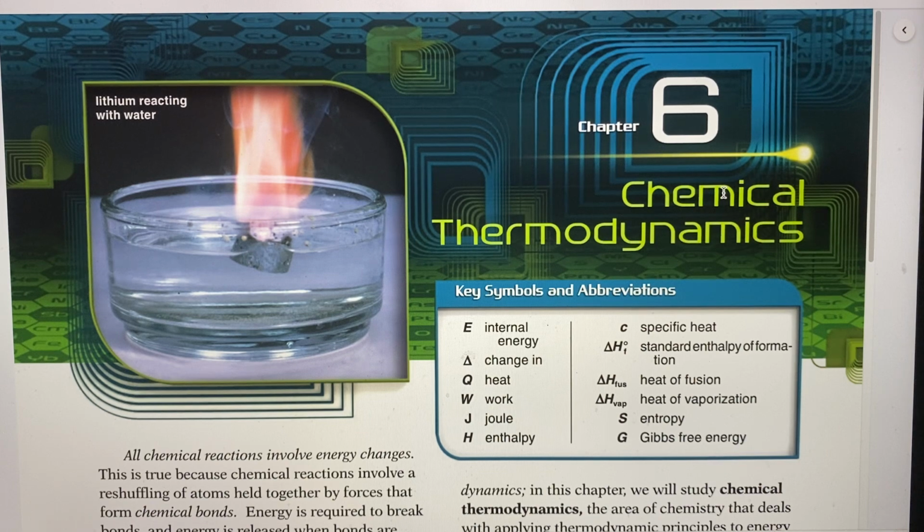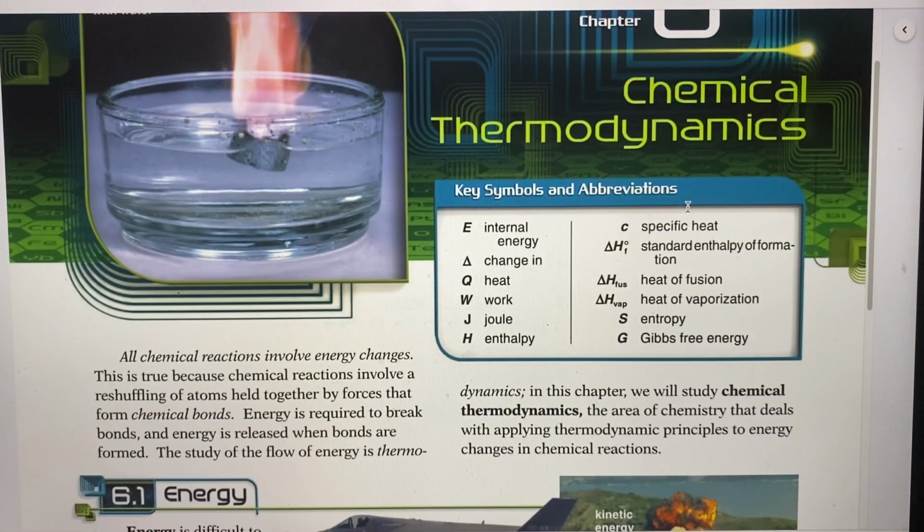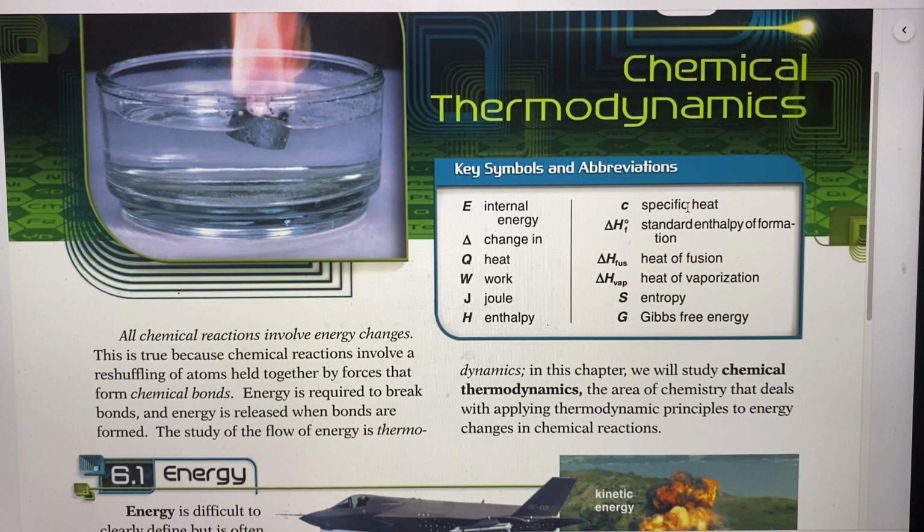So what is chemical thermodynamics? Well, we're going to go into some of these key symbols that have to do with thermodynamics. But when we talk about thermodynamics, thermo, of course, meaning heat, we're going to talk about heat. Chemical reactions all involve energy changes, like a reshuffling of atoms that are held together by chemical bonds. And there's energy that is required to break these bonds. And then when these bonds are broken, a lot of times energy is released. And that's what this chapter is going to be about, this release of energy in the form of heat. So thermodynamics means the study of flow of energy, and especially to do with chemical reactions and that producing of heat.